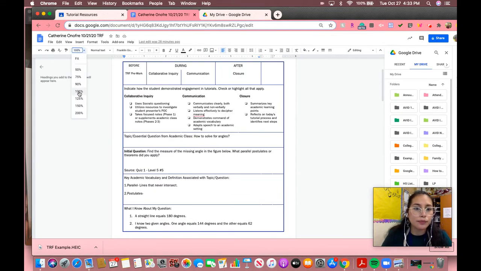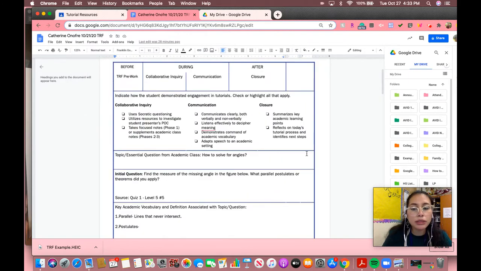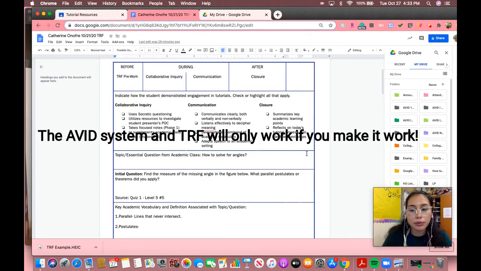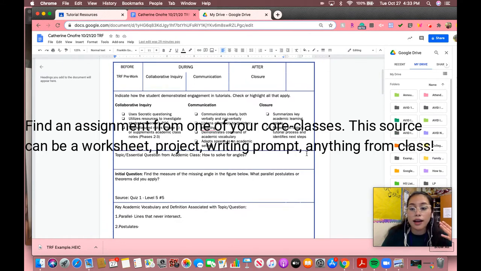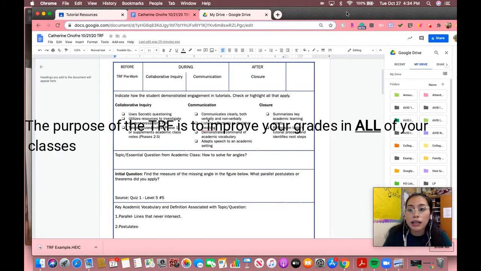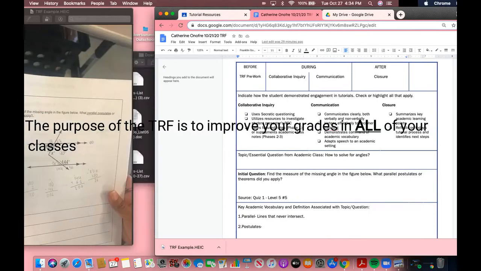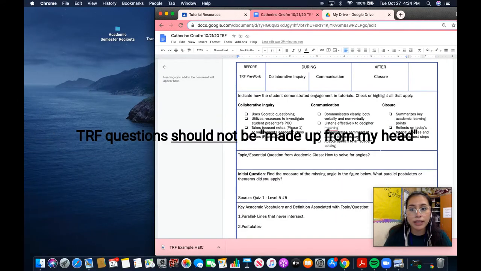Now, this will only be easy and this will only work if you make it work. So first, find an assignment that you need, and you can literally copy and paste stuff onto this TRF. That's why it's so helpful, and it'll help you raise your grades. This should not be coming from the back of your mind.